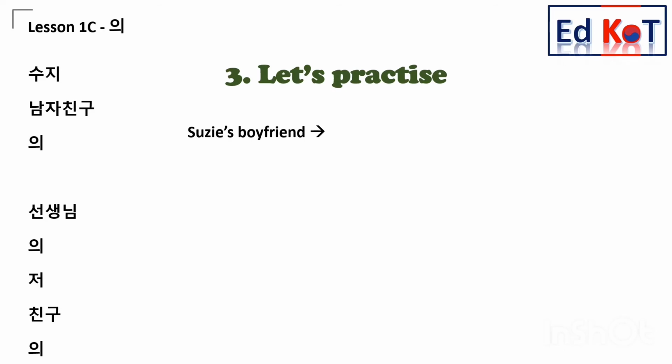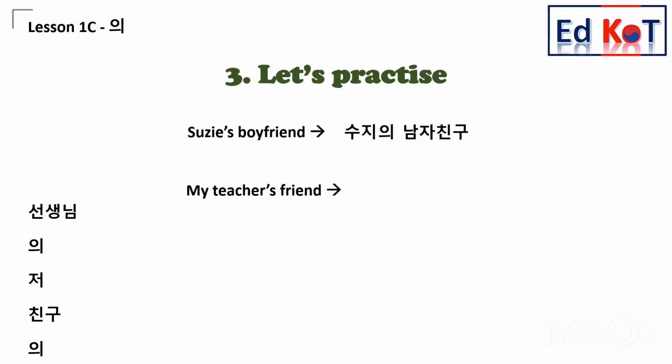Okay, let's practice what we learned today. How can we say Susie's boyfriend? We need to start with Susie, and apostrophe S is 의, what we learned today. So 수지의 boyfriend, 남자친구. So Susie's boyfriend is 수지의 남자친구.